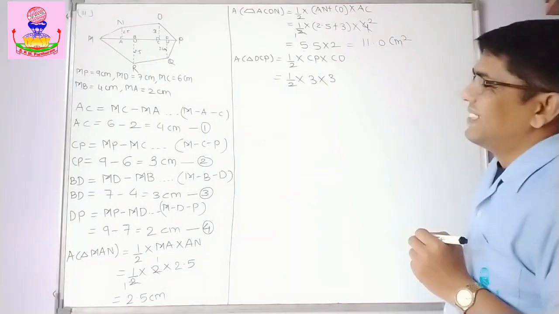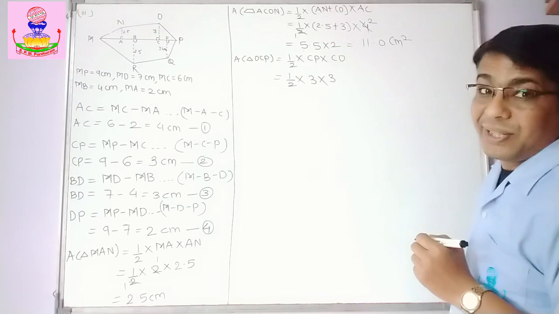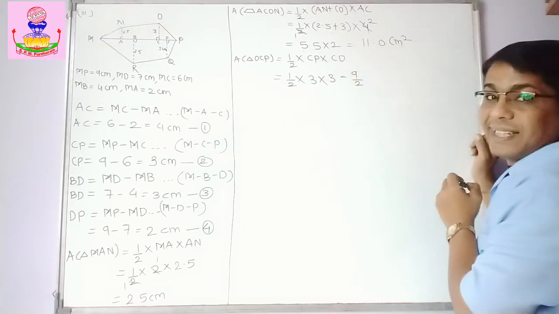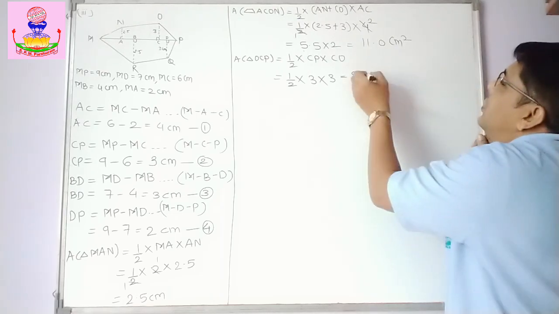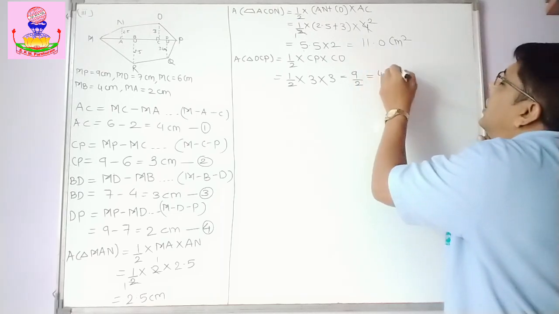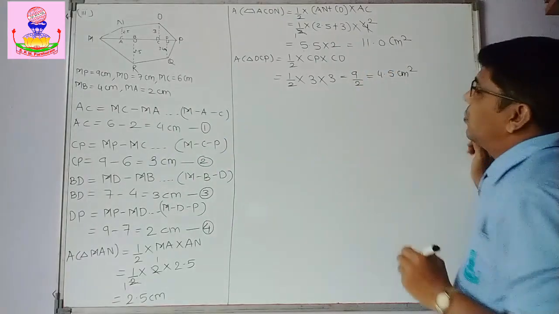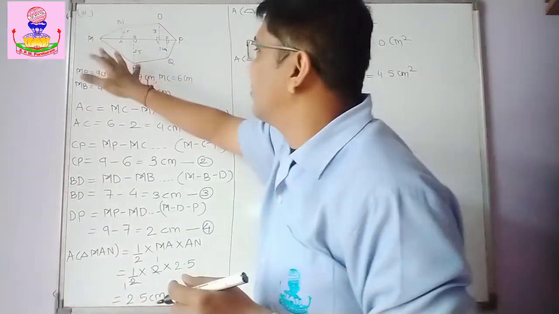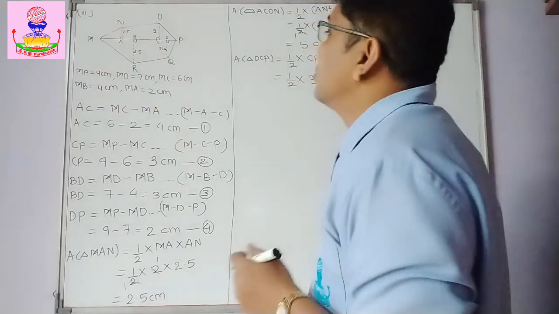Now, what has happened? We cannot divide it, right? So, 9 upon 2. 3 threes are 9. And 9 upon 2 means what? 4.5 square centimeters. So this part is completed. Now let us go to this part, downward part.